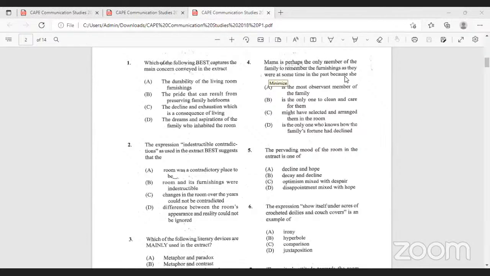Let's go back over. 1 is C, 2 is D, and 3 is also D. Right? C, D, D. We are on 4 now. What's the answer for 4? They said that Mama is the only one who can remember the furnishings as they were at some point in the past. 5.